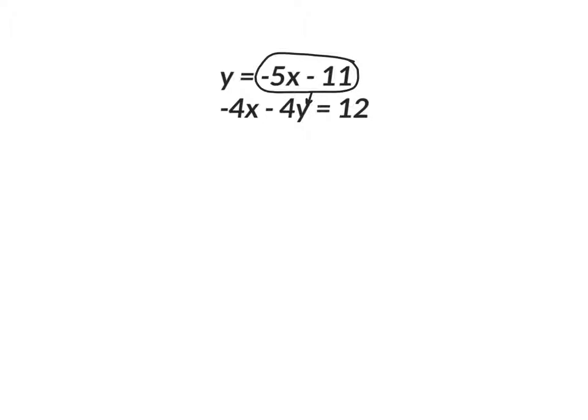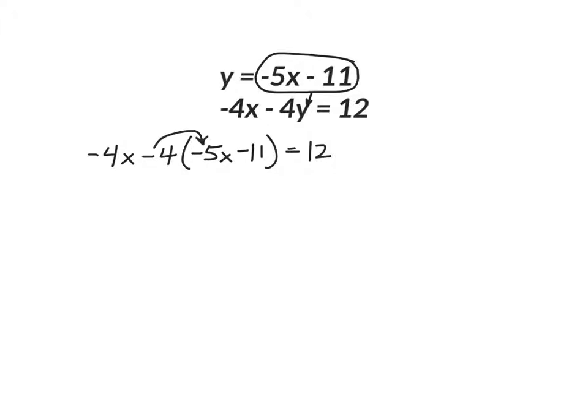So what's going to happen here, this is going to be negative 4x minus 4, and then times, instead of y, it's going to be negative 5x minus 11. And it equals 12. So notice this time again, on this one, I substituted negative 5x minus 11 in for this y. Everything else stays the same. It's just there's no y here now. Okay? So now on this problem, I'm going to have to distribute.